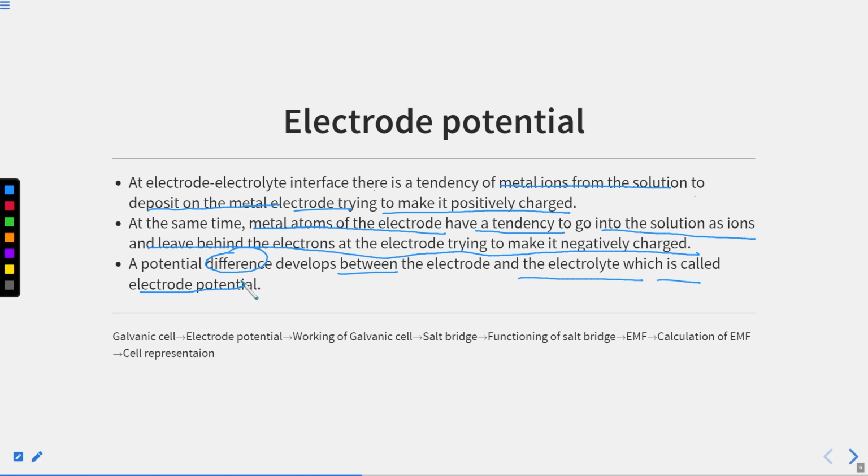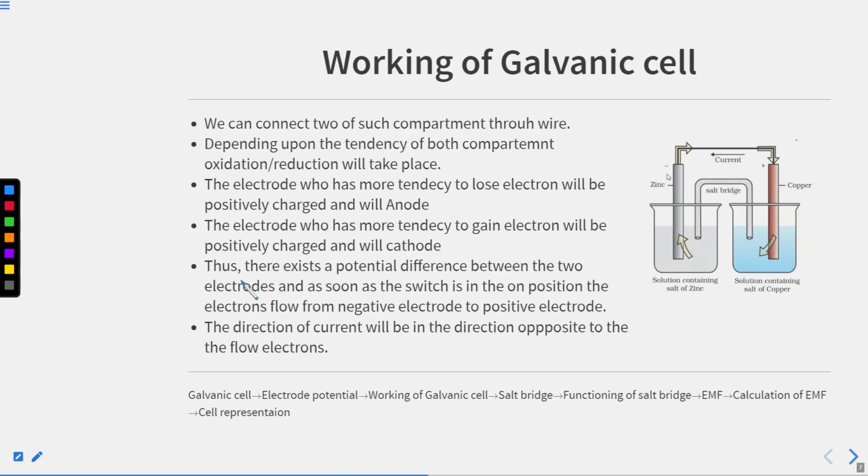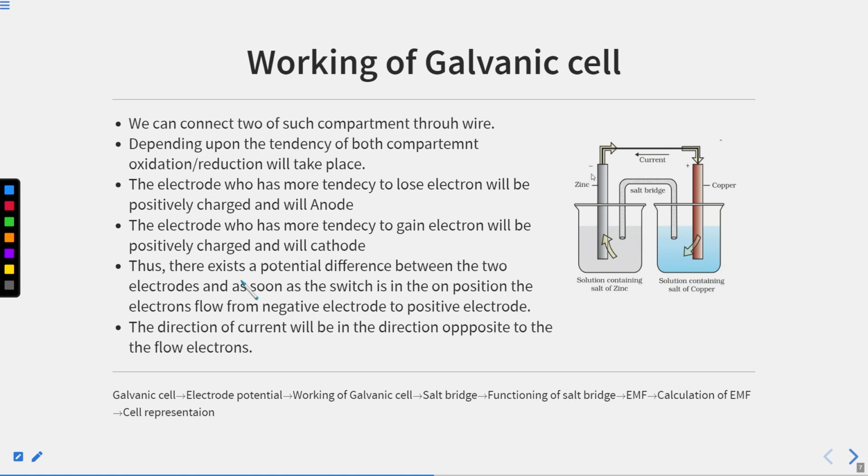So we have discussed one compartment. This case can be applied on both the compartments. Now what will happen when we connect two such compartments through a wire? Depending on the tendency of both compartments, oxidation or reduction will take place. This is a very critical thing.